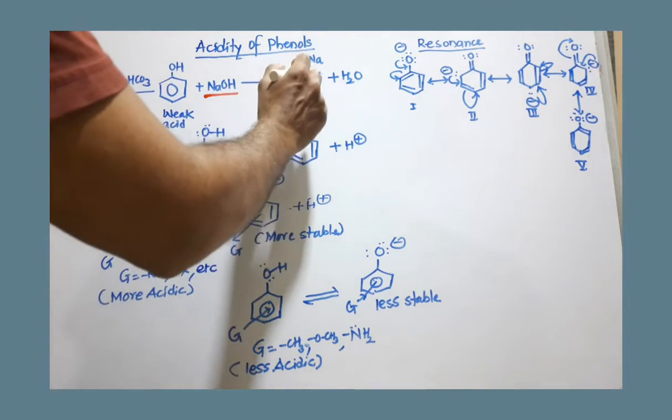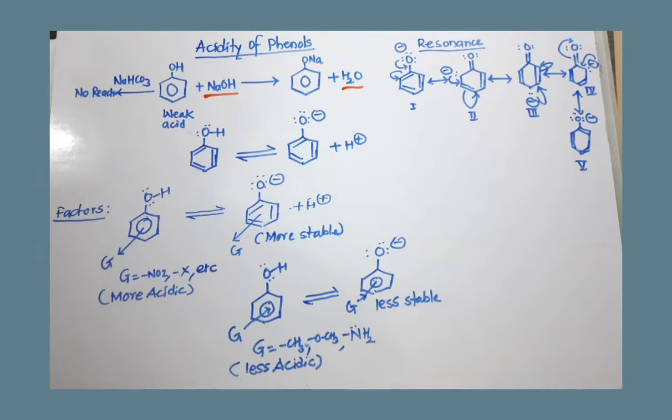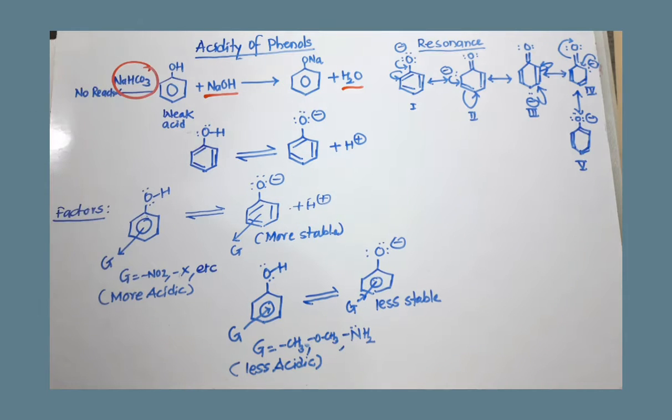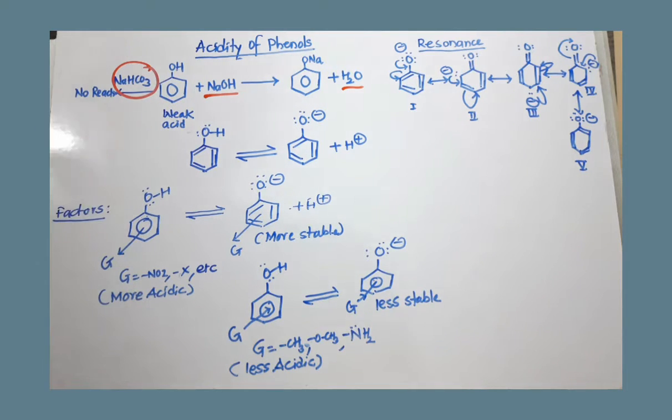This phenol is converted to the phenoxide ion and water. So this is a neutralization reaction. But the same phenol cannot react with NaHCO3, which is a weak base. So from this reaction, one thing is clear: phenol is acidic, but a weaker acid than carboxylic acid. One more thing, it is more acidic than alcohol, because alcohol does not react with NaOH so easily. It is not reacting, so alcohol is less acidic.